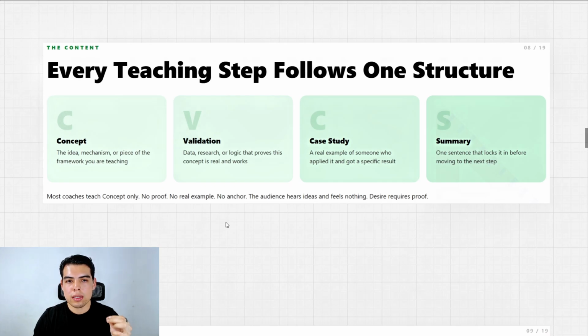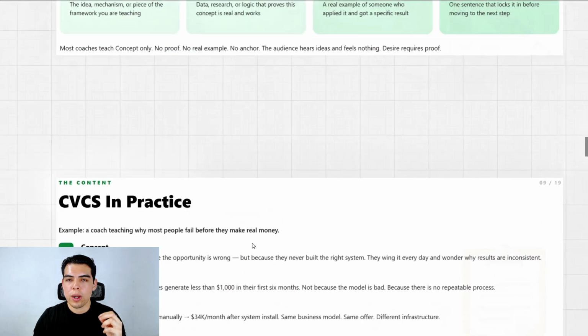Most coaches teach it in concepts only. They explain an idea, they move on to the next idea. No validation, no case study, no summary. And by the end of the content section, the audience has already heard a lot of ideas, but pretty much have felt nothing throughout the entire presentation. Here's what it looks like in practice.